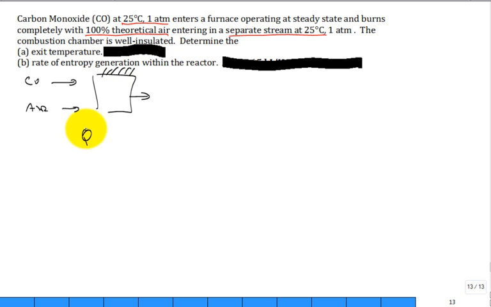So what is Q dot? 0. It's a well insulated combustion chamber. First part A, what is the exit temperature? What temperature are they asking us to calculate? The adiabatic flame temperature, yeah. Then for part B, what is the rate of entropy generation within the reactor? What are they going to be asking us to calculate there? Sigma dot divided by N dot of the fuel.